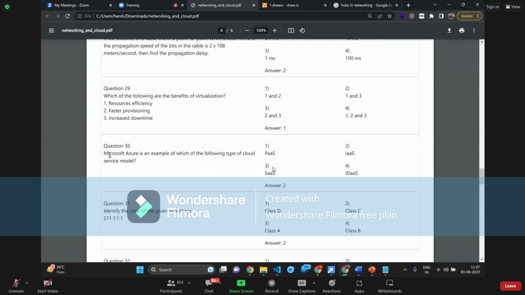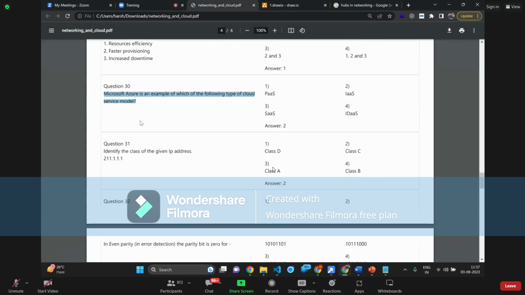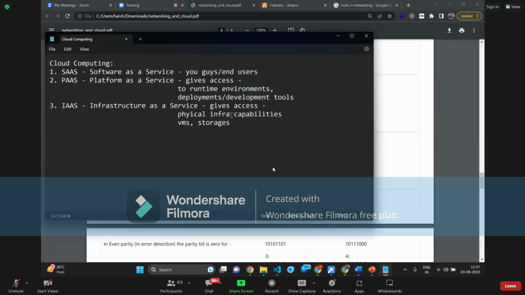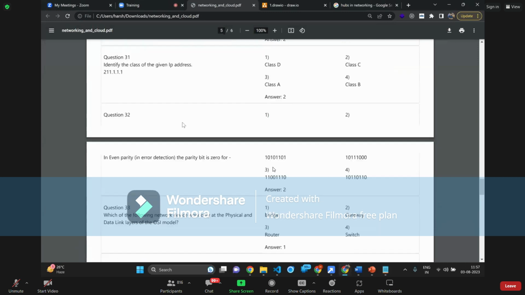We have something called Microsoft Azure is an example of which type of cloud. Now, Microsoft Azure is infrastructure as a service, because in Azure you can decide, okay, I want so and so particular storage, 6 GB RAM server, 128 GB ROM server. This is the virtual machine I want, and this is the amount of storage that I'm looking for.